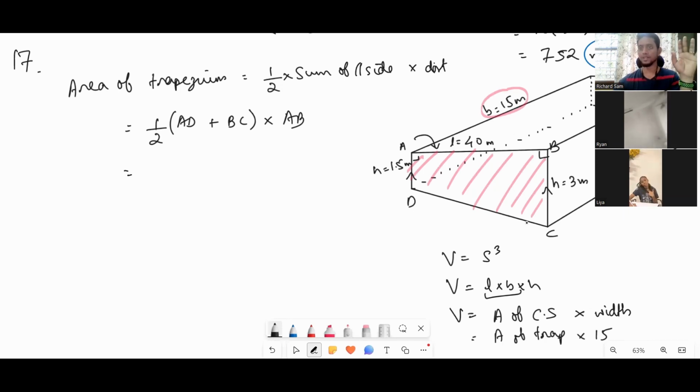Let's just say this once again quickly. The question is to find the area of the swimming pool. The swimming pool is not in a cube or a cuboid shape. It's in some other irregular shape. So for that, we have to use this third formula, which is area of cross-section into the third dimension.